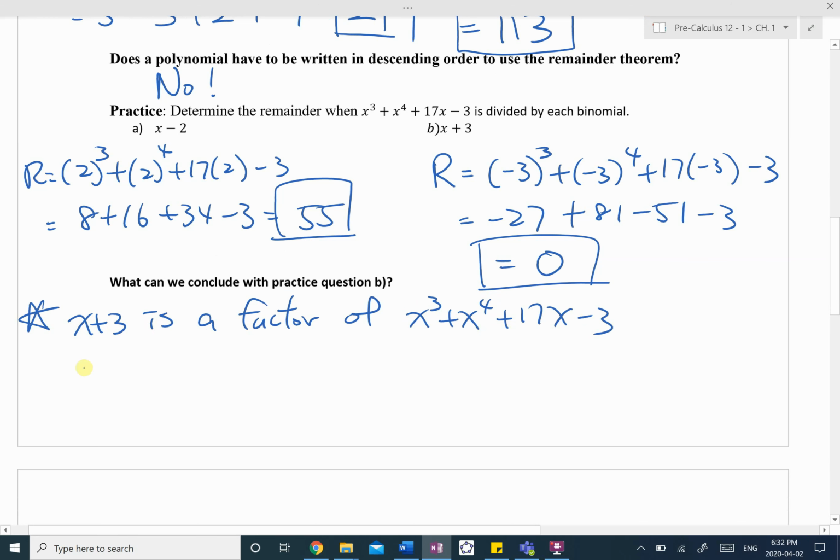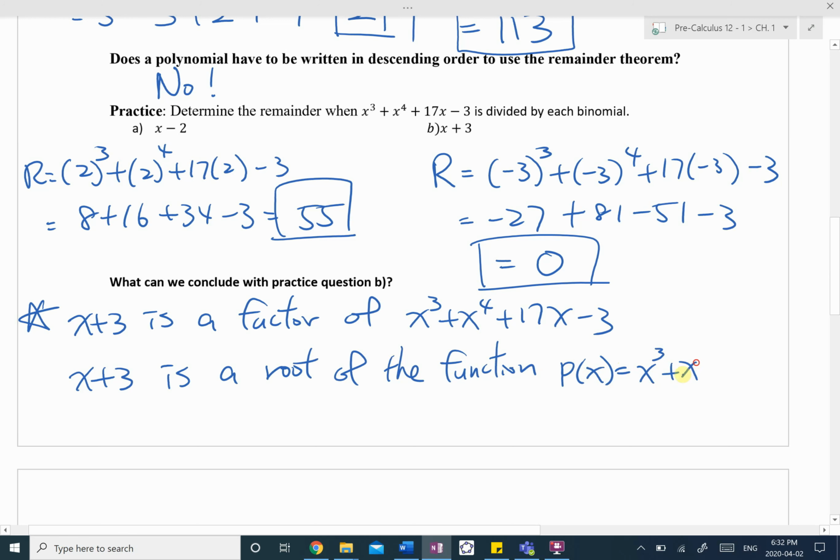Now in other words, we could also say that x plus 3 is a root of the function, let's say P of x, x cubed plus x to the 4 plus 17x minus 3. I've been using P of x, so let me make it consistent here. Now, do you remember what it means to be a root of the function? Basically, when you graph it, that would be the x-intercepts. And we can see that it means that x plus 3 is a factor.